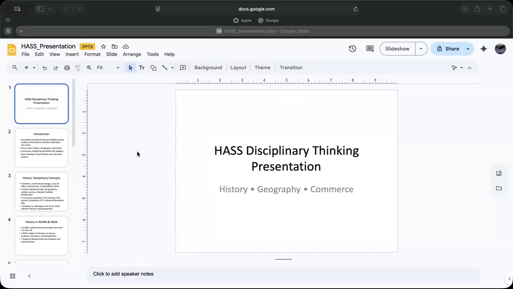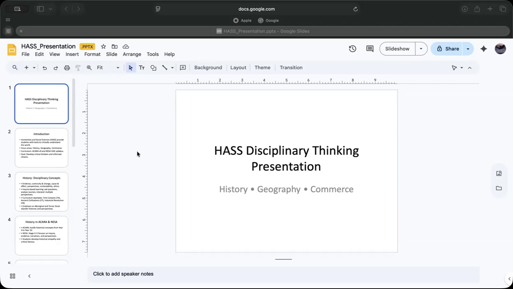Today I'll be unpacking disciplinary thinking in three major areas of the humanities and social studies: history, geography, and commerce. I'll also be exploring how these disciplines are represented in the Australian curriculum and the NSW HSIE syllabus.